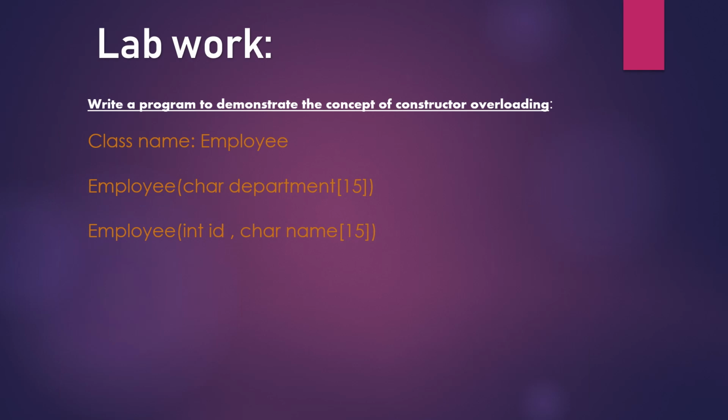Lab work for today: write a program to demonstrate the concept of constructor overloading. Take the class name as employee. If the class name is employee, that means your constructor name will also be employee. Take two constructors in the program. The first one with one parameter, which you will take as department, and another constructor with two parameters, that is ID and name. As we did right now, we had the class name as college and we passed parameters in that also. In the same way you have to do it for this.